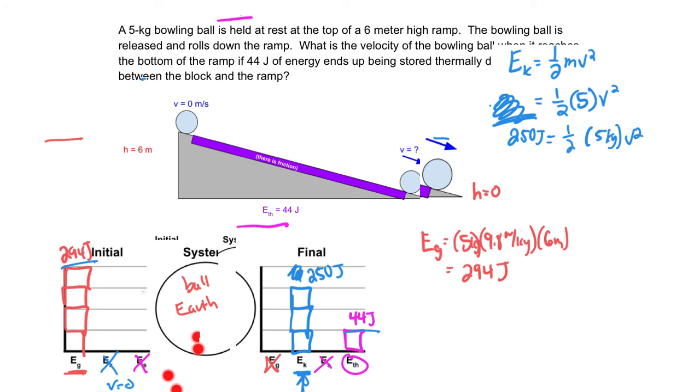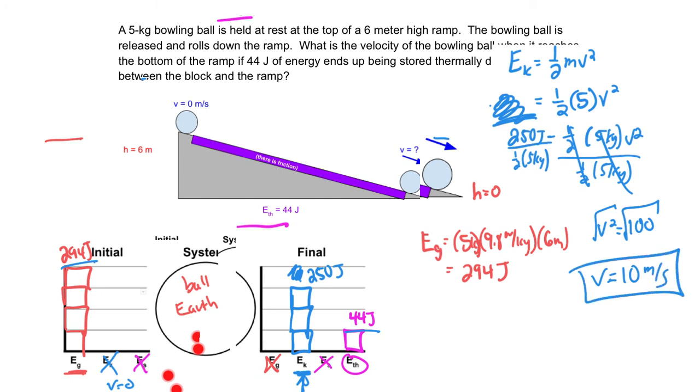Okay, so I'm going to divide out a half and the 5 kilograms from both sides. These go away, these go away. So at the end of the day, we're going to do 250 divided by 2.5, and that gives us a nice 100 to take the square root of. So once we take the square root, we get a nice even 10 meters per second as our answer.